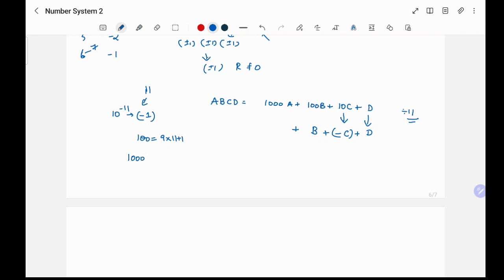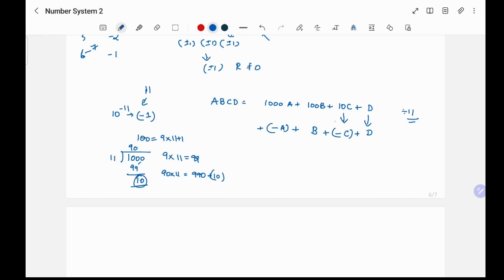So 1000, how do we find the nearest 11? So let's see. Let's divide by 11. So we use 9, 99. 10. So the remainder is 10 for 1000. Right? Because 9 into 11 is 99. So 90 into 11 will be 990. So plus 10 will give us 1000. So 1000 has a remainder of 10. We can write it as minus 1. So it will be minus A.